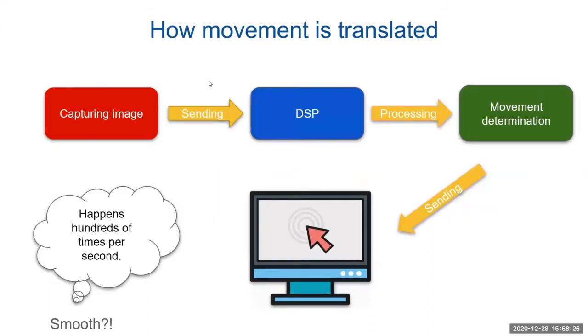How is this movement translated? Well, the photodetector captures the image of the surface and sends it to the DSP. The DSP detects how image patterns have moved, then determines how far and fast the mouse has moved. Then it sends the digital data to the computer to update the cursor location on the screen. But now you might be asking yourself, how can we see such smooth movement? Well, this process happens hundreds of times per second.